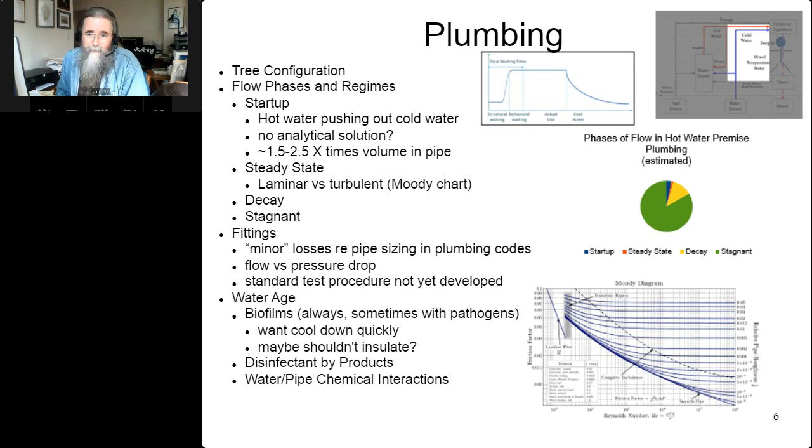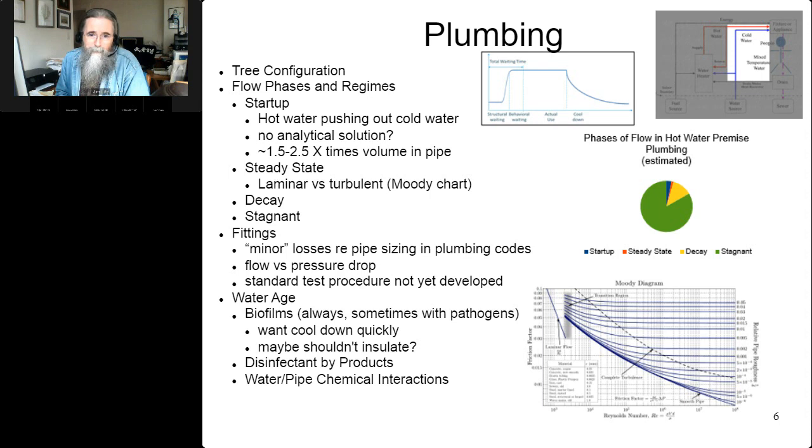The fittings are the connections in the pipe. They're supposed to be minor losses if you look at the pipe sizing in codes, but they're actually probably much larger than minor. The flow rate will give you the pressure drop through that fitting, and that determines the pressure at the end use, like the shower head. So are you getting enough shower? There is surprisingly no standard test procedure developed to rate the flows through fittings under different pressures. Gary Klein's been doing a lot of work on that.